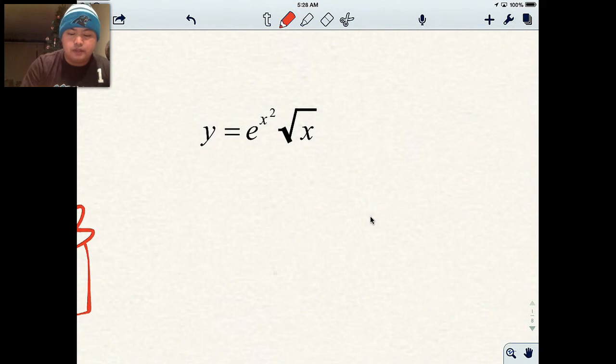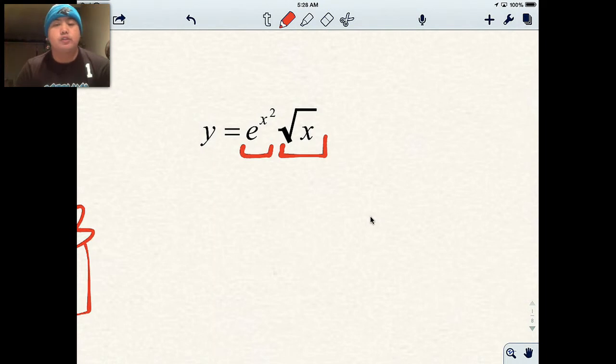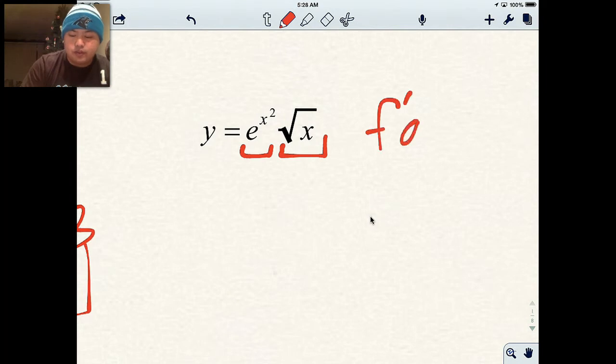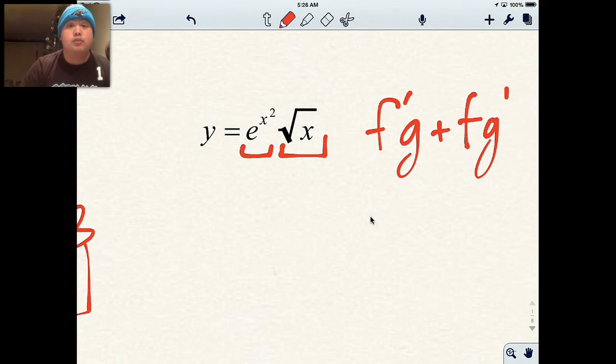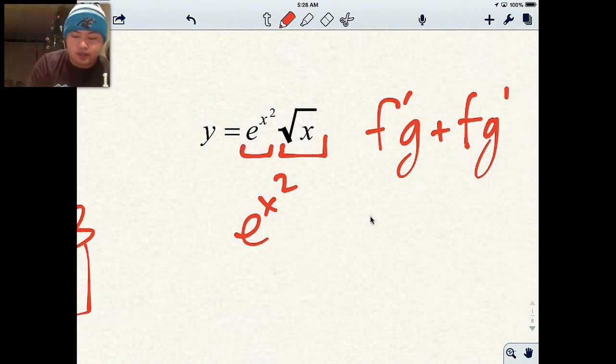In this last one, you may notice that I'm multiplying between two quantities. One is e to the x squared, and another one is square root of x, so I have to do product rule. If you forgot product rule, it's the derivative of the first one, leave the second one alone, plus leave the first one alone, times the derivative of the second one. So I'm going to take the derivative of the first one. In this case, it's e to the x squared. Again, I have a function inside of e, so it's the derivative of the outside, which is e to the x squared, just itself, times the derivative of the inside, which is 2x.